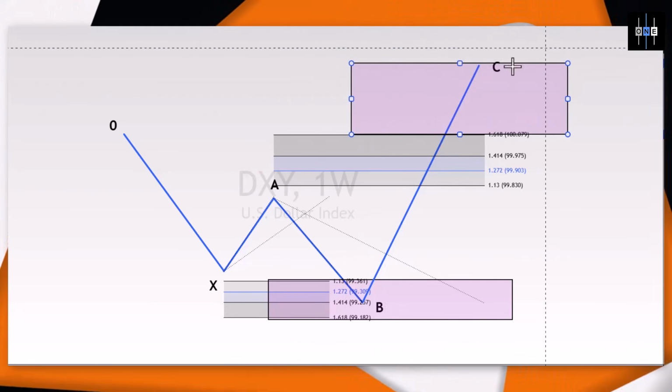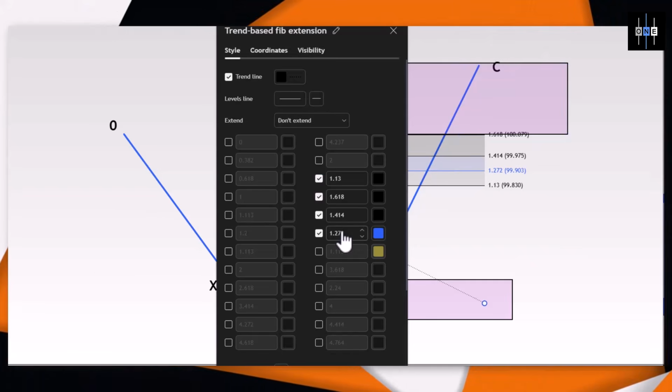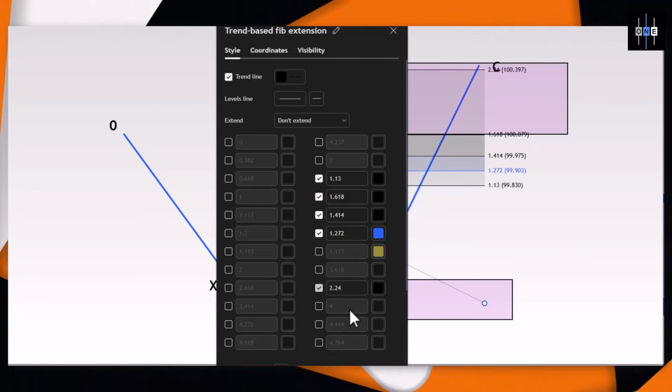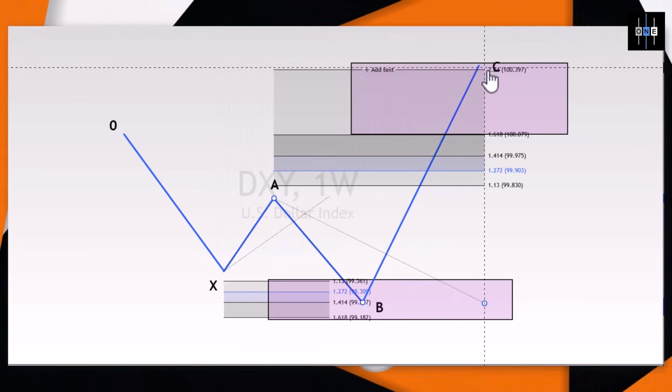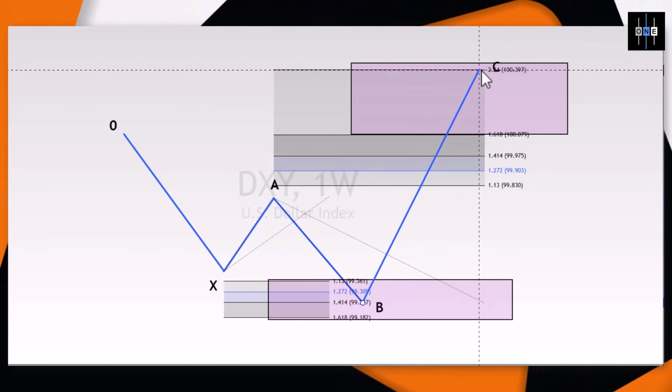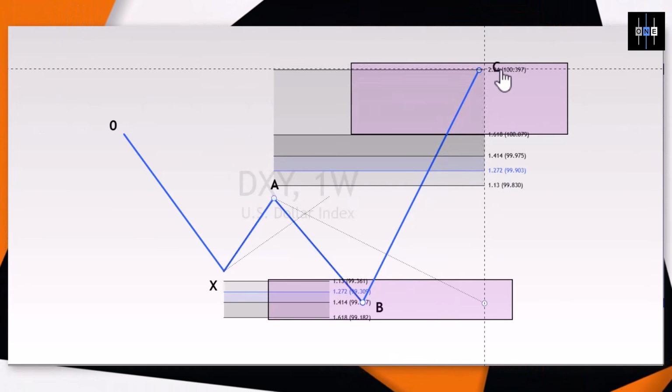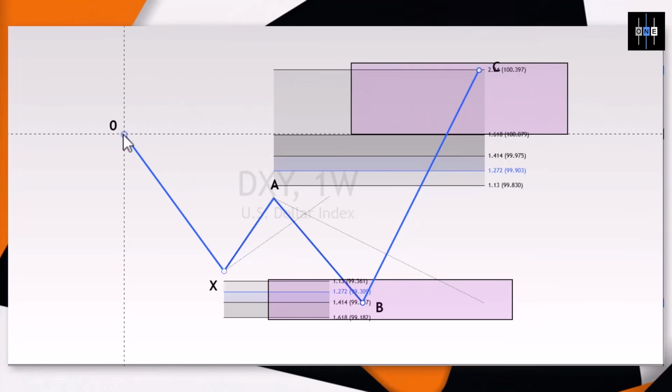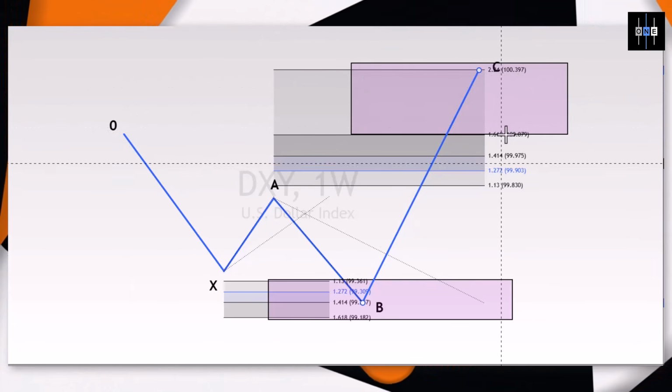So let me just get that on here. I should have it somewhere saved on my Fibonacci. Bang, 224. Oh, look at that, almost to the exact spot. 224 right here. And again, we want that C leg to complete above the 0 leg.